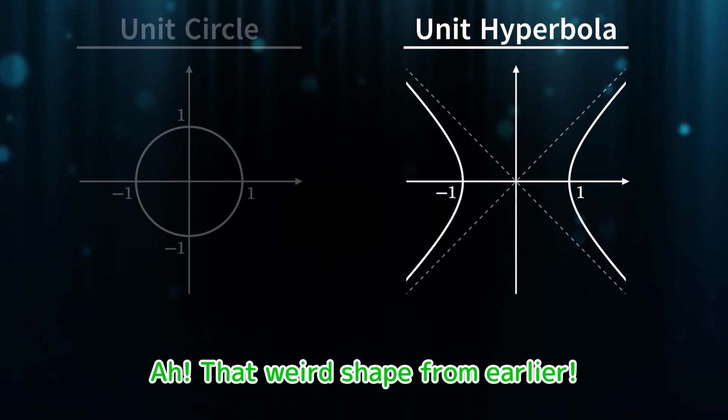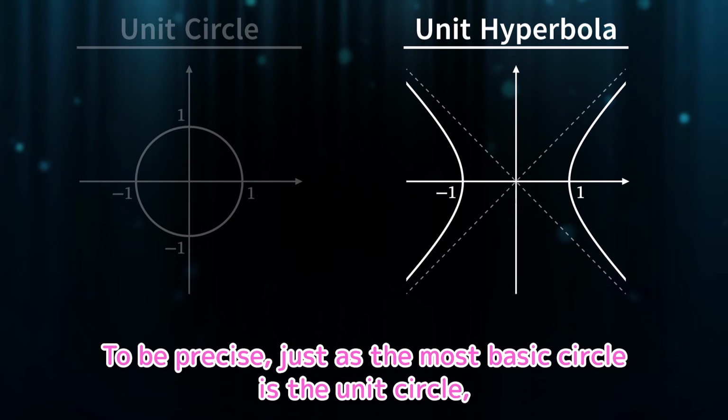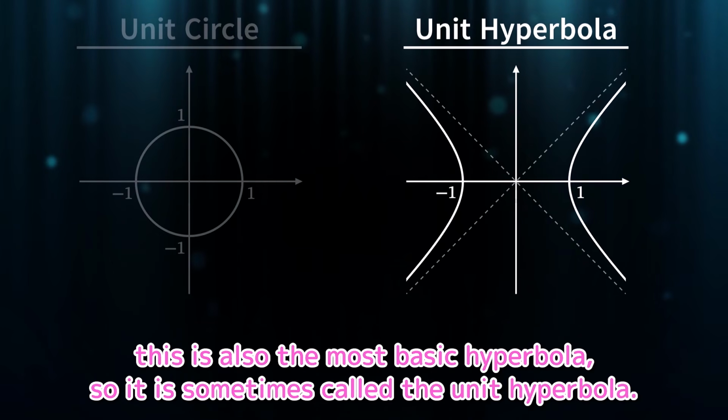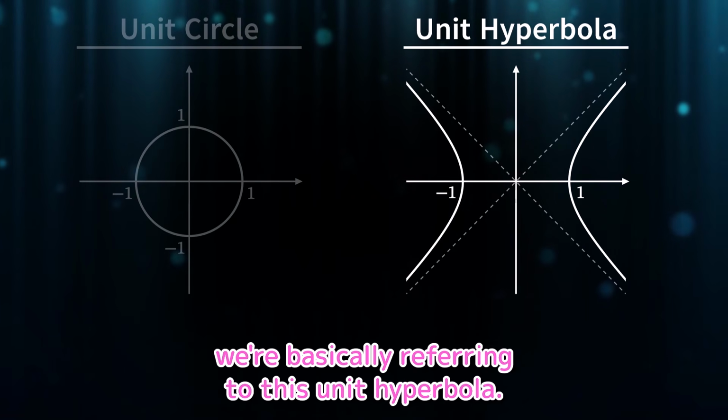that weird shape from earlier. This shape is called a hyperbola. To be precise, just as the most basic circle is the unit circle, this is also the most basic hyperbola, so it is sometimes called the unit hyperbola. Unless otherwise noted, when we say hyperbola here, we're basically referring to this unit hyperbola.